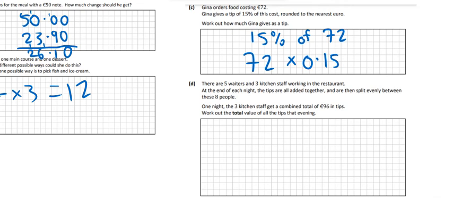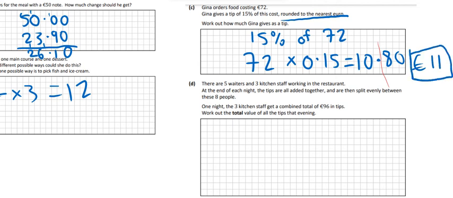Because you've got your calculator there, changing it into a decimal might be one of the easier ways. So if you do 72 multiplied by 0.15 in your calculator, you get 10.8, or €10.80 in this question. But it also says that she rounds it to the nearest euro. So 10.8 rounded to the nearest euro: the 8 means that the 0 goes up by 1, so it's going to be 11. So €11 is the final answer there.